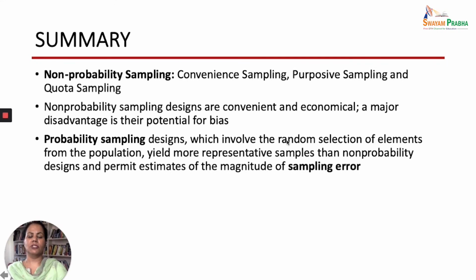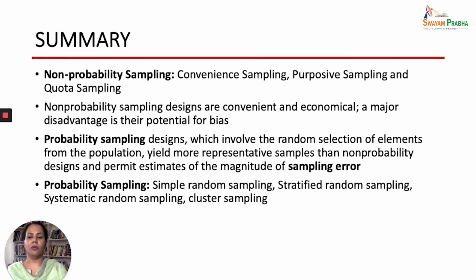Probability sampling designs, which involve the random selection of elements from the population, yield more representative samples than the non-probability designs and permit estimates of the magnitude of the sampling error. So probability design includes the random selection of the elements. Each and every element has an equal and independent chance of getting selected in the sample. Probability sampling techniques are simple random sampling, stratified random sampling, systematic random sampling, and cluster sampling. And cluster sampling is also known as multi-stage sampling.